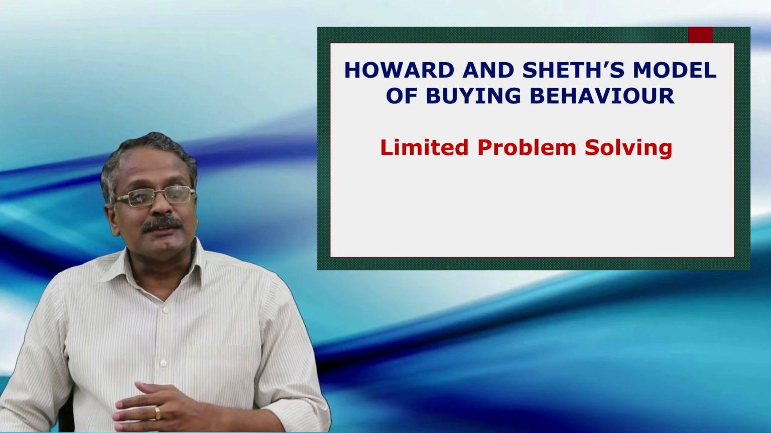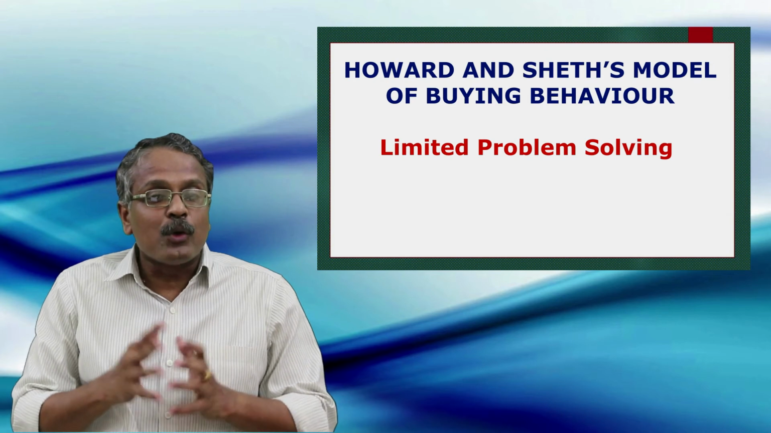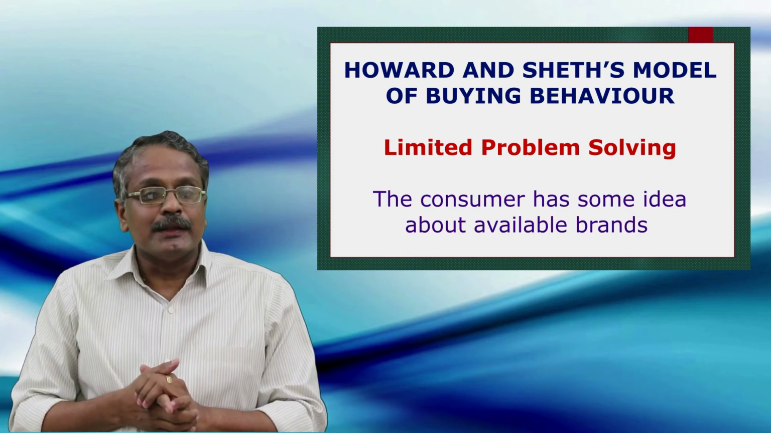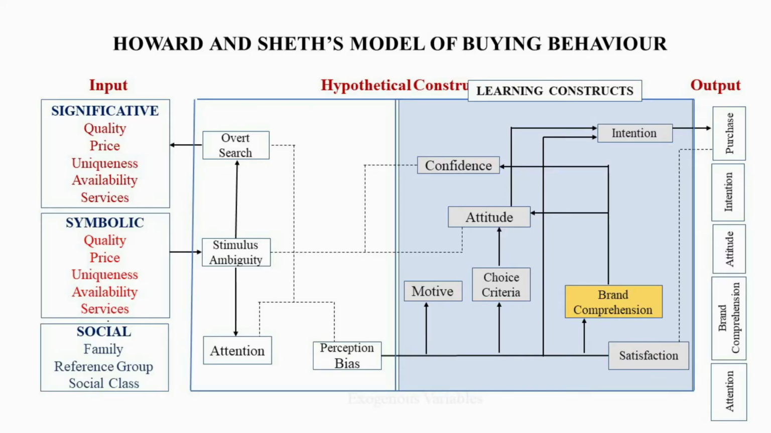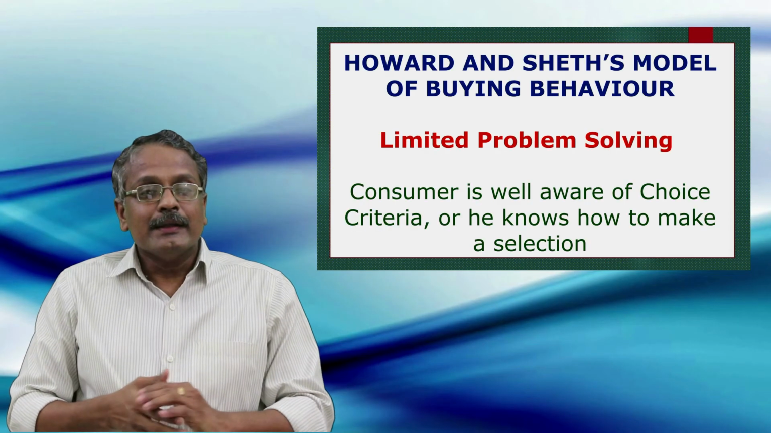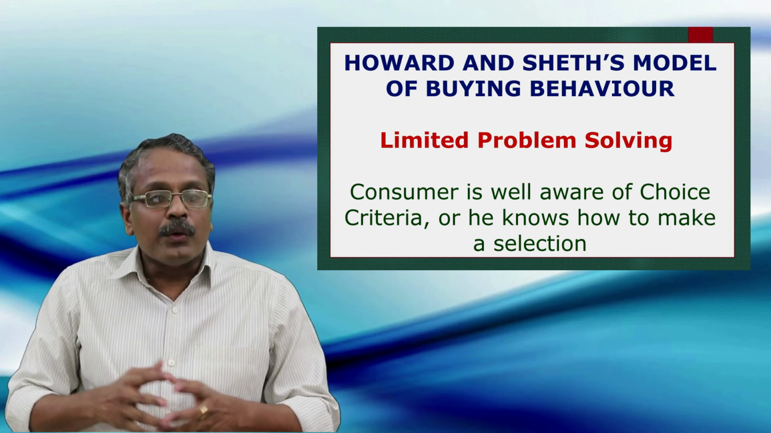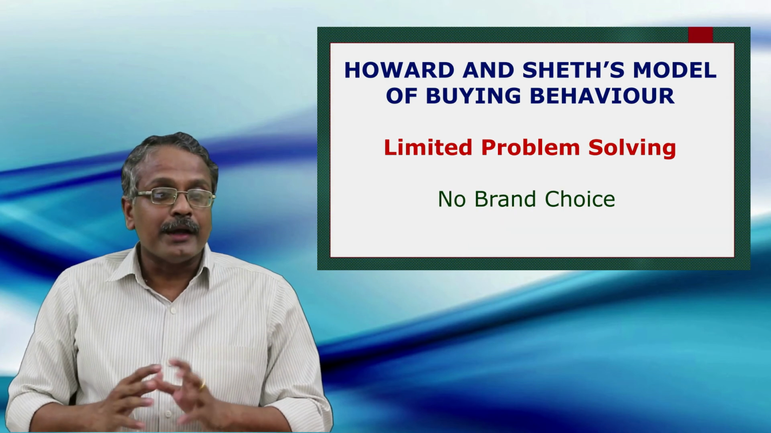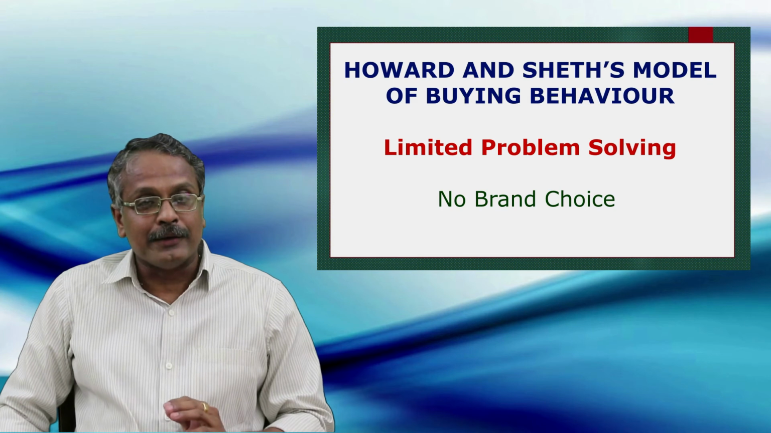Now we can see how the next level of decision making, that is limited problem solving, is functioning. In this situation, the consumer has some idea about available brands. That means that the brand comprehension is clear. Here, the consumer is well aware of choice criteria, or he knows how to make a selection. However, he has no brand choice or no preference to any particular brand.